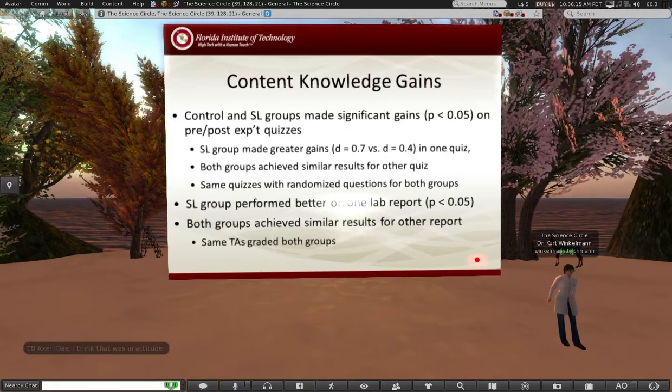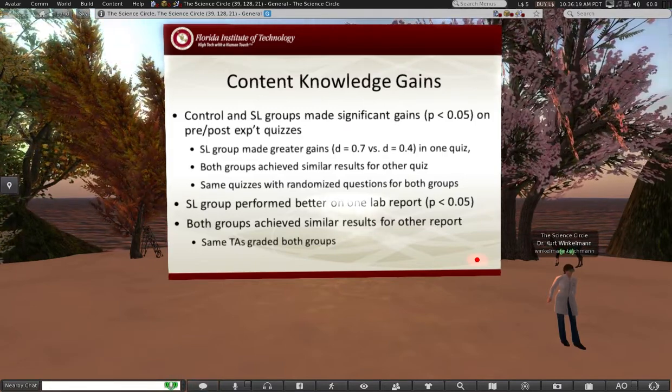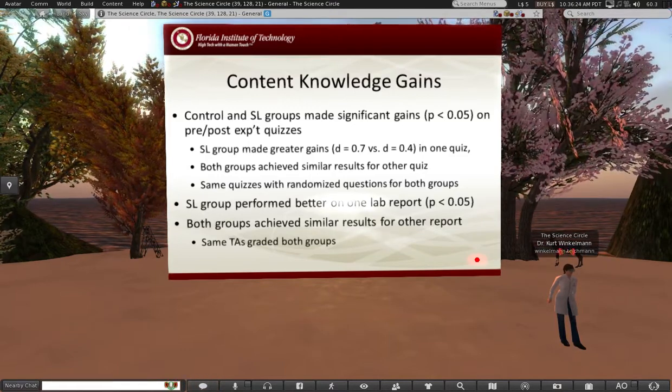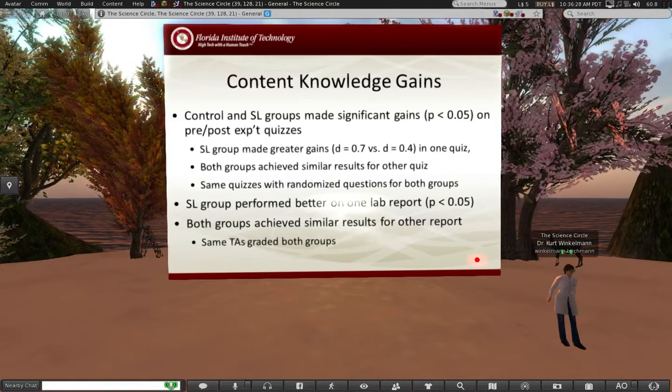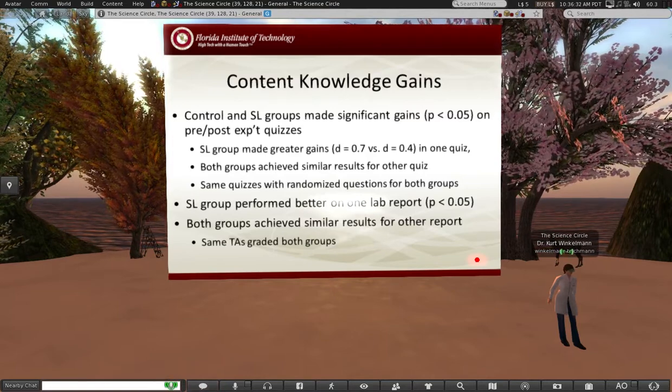And then they made equivalent gains on the other quiz. The quizzes were multiple choice randomized questions, but basically covered the same content. The Second Life group performed better on lab reports using the same rubrics.